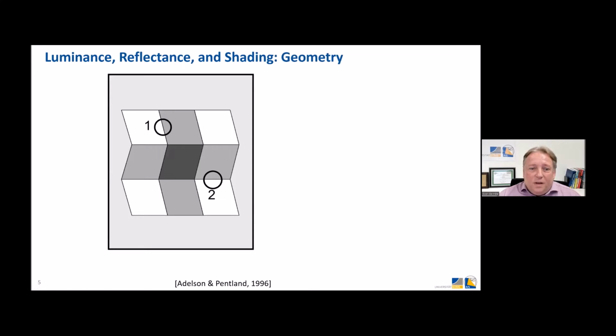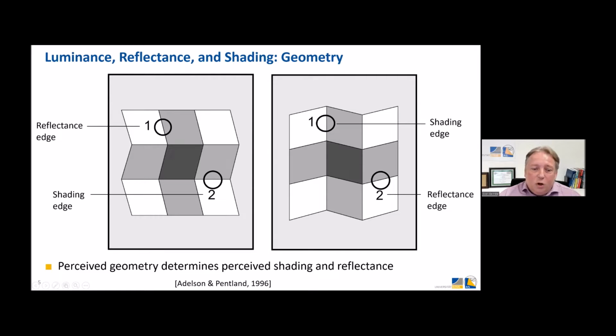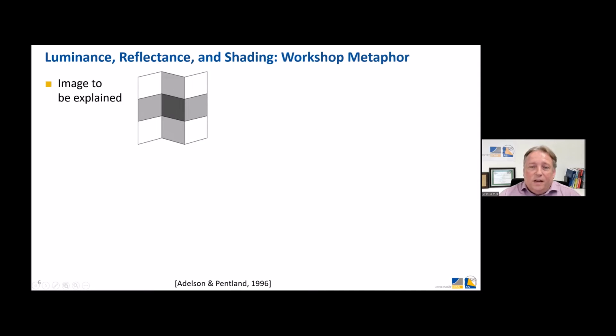So if we have, for example, these two edges here, we may perceive this edge as a reflectance edge and this one as a shading edge. But if we have a slightly different perception of geometry, then all of a sudden this edge, which is actually the same one, is a shading edge, and this one is a reflectance edge. So the perceived geometry determines how we perceive shading and reflectance.